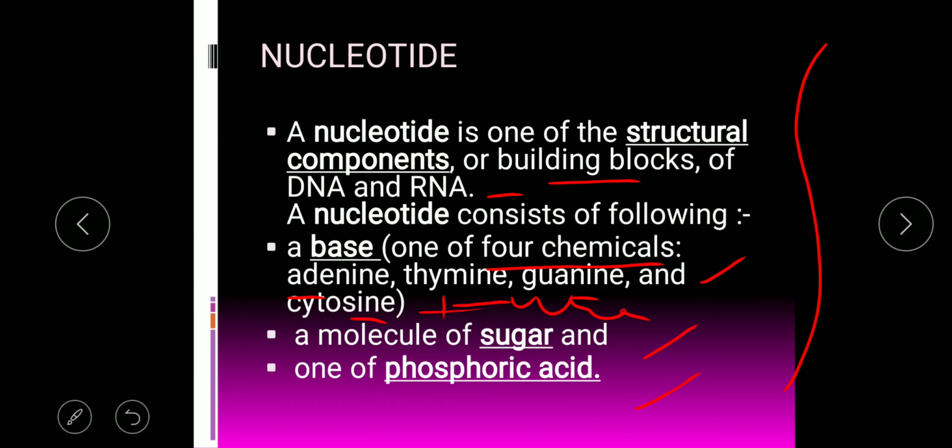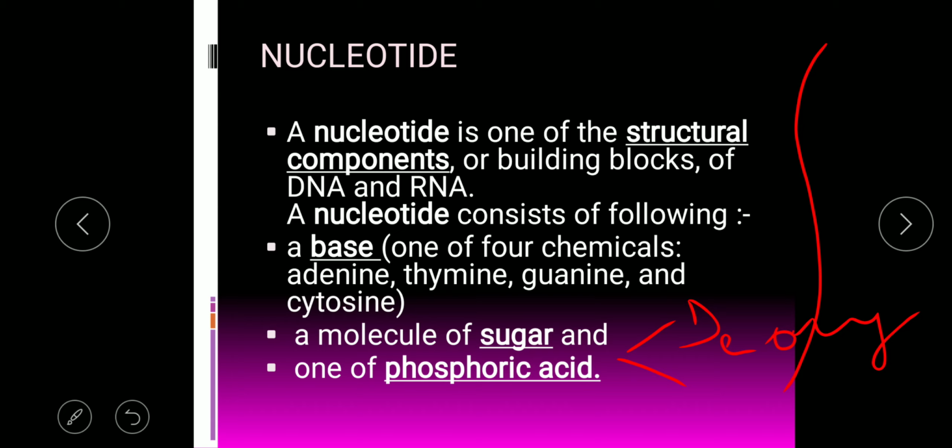We will see that in RNA, in place of thymine, which nitrogenous base is there? That is uracil. Okay, a molecule of sugar. The sugar may be deoxyribose sugar or ribose sugar. If the sugar is ribose sugar, then it is RNA, and if the sugar is deoxyribose sugar, then it will be DNA. And phosphoric acid. So these two compounds will form the backbone.